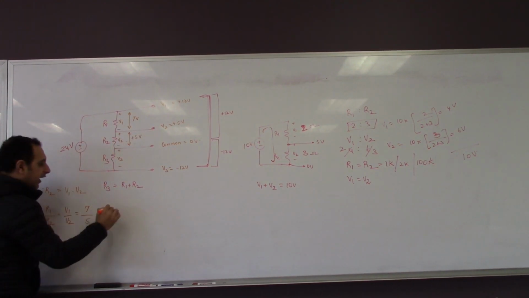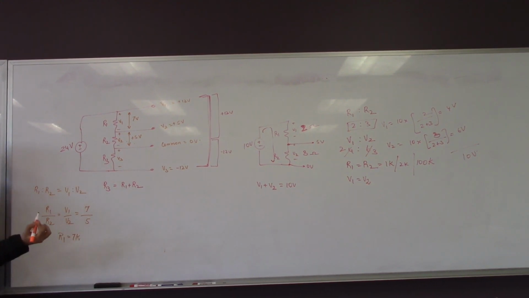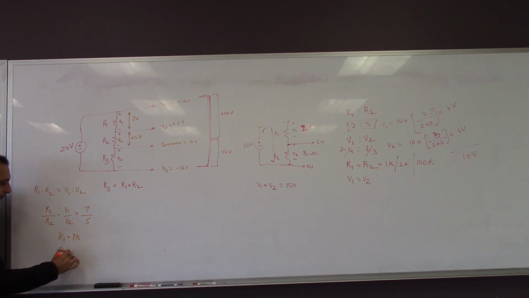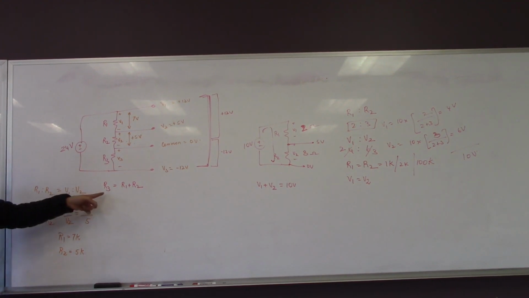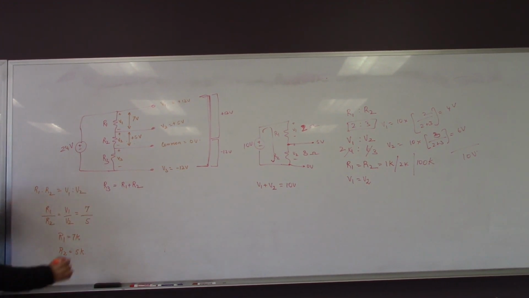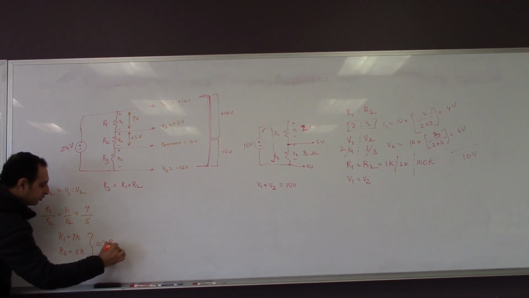Or I can say R1 is equal to 7K. Let's say I pick 7K, or it can be a multiple of this. R2 will be equal to 5K. If R1 and R2 are 7 and 5, we know that R3 is equal to the sum of these two, because they are in a one-to-one ratio. This will automatically imply R3 should be equal to 12K.